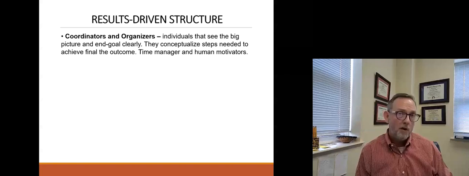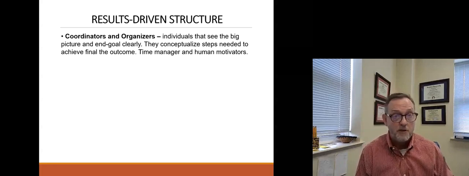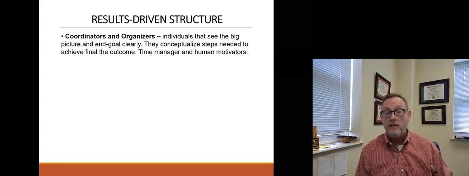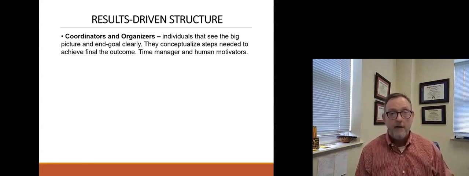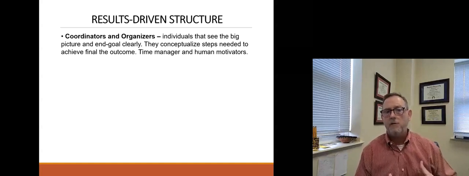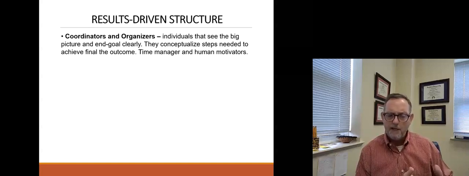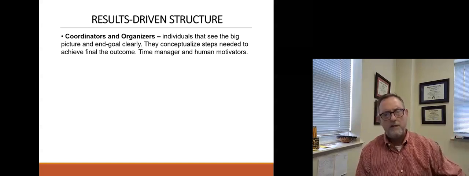One may be a little bit more the coordinator or the organizer, for instance. This type of person sees the big picture and the end goal very clearly. They understand what is expected of the group and what the deliverable needs to be. They conceptualize steps needed to achieve the final outcome. They have to be strong time managers and human motivators. This might be the leader, but everybody would probably need to have some of this element, but one person may step up and be where the buck stops.